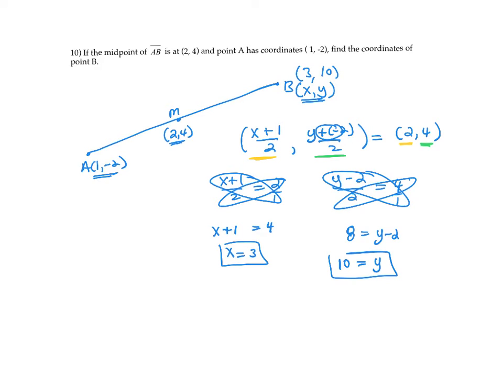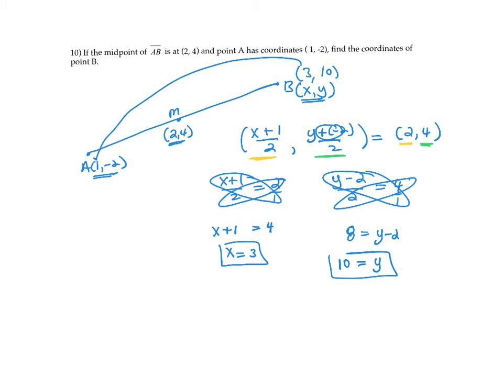And you can check this out by finding the average of your two endpoints. 3 plus 1 is 4, divided by 2 is 2. 10 plus a negative 2 is 10 minus 2, which is 8, divided by 2 is 4.